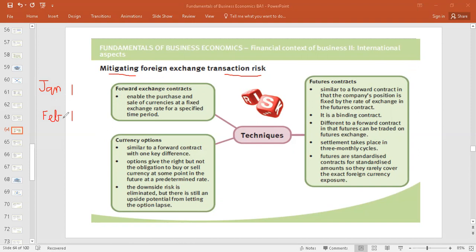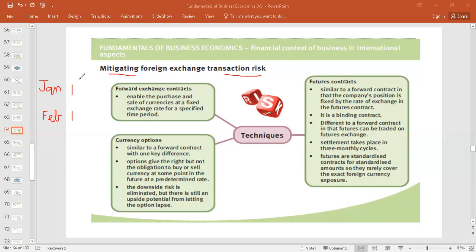They know the date when the payment would be received, so things can be decided and they can enter into a derivative agreement. I told you there are 4 types of derivatives: forwards, futures, options, and swaps. Three are discussed here. The first one is forward exchange contracts. How does it work out?